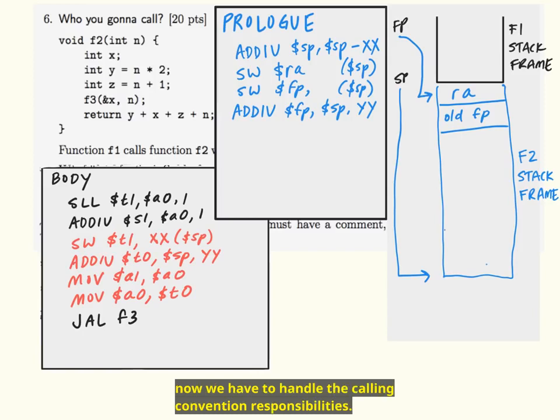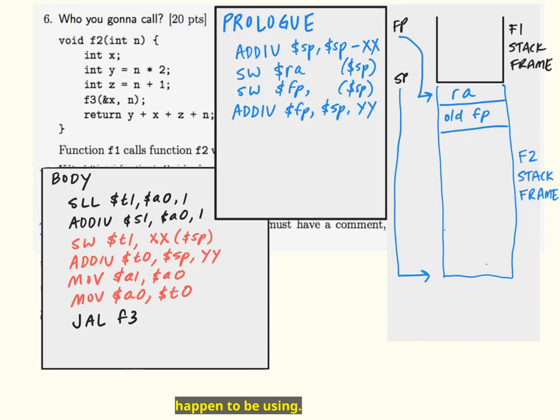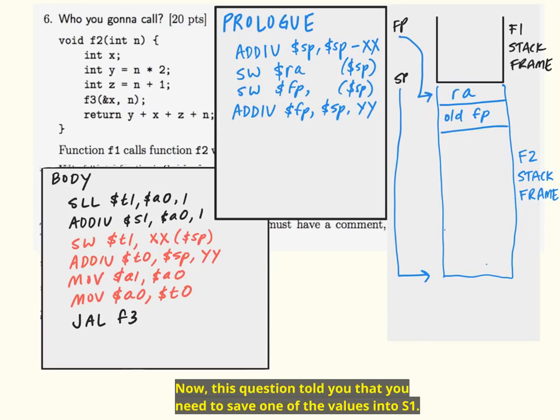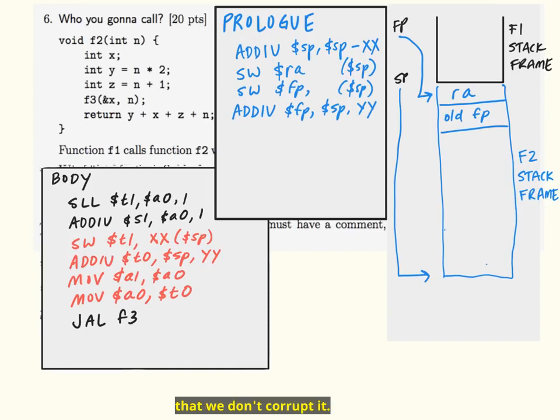And now we have to handle the calling convention responsibilities. The first responsibility we have is to save any callee saved registers that we happen to be using. Now, this question told you that you need to save one of the values into S1. So we're going to have to save the old value of S1 onto the stack so that we don't corrupt it. This is in case F1 happened to have an important value in S1. We wouldn't want to get rid of it.